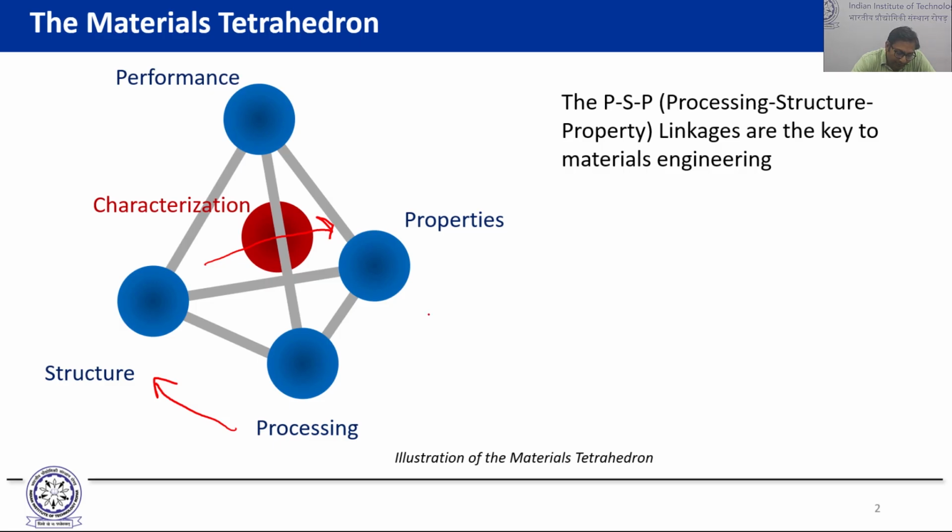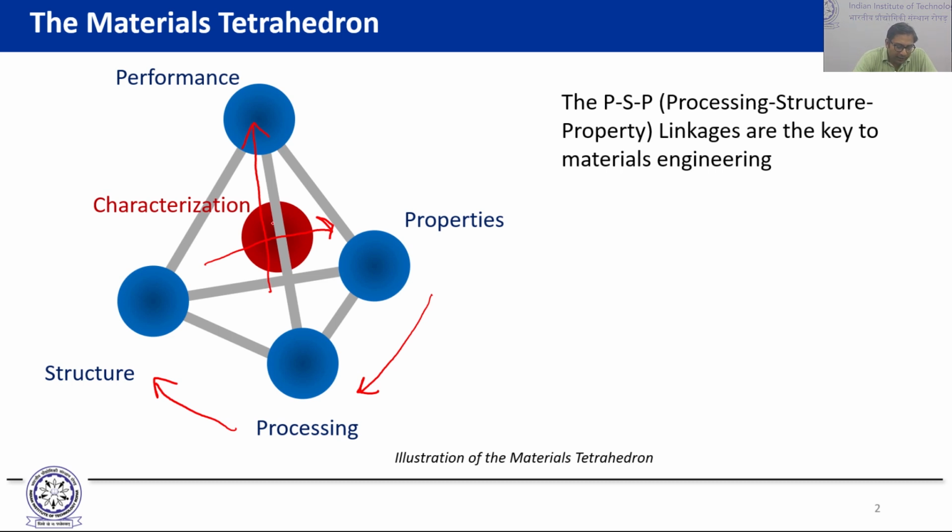And if you know the type of properties you want, you are basically going to control how you process the material. Now, if you know this structure property processing triangle, then this is also going to influence how the material is going to perform in a real world condition. So this is how the processing, structure, and properties of the material are related to performance.